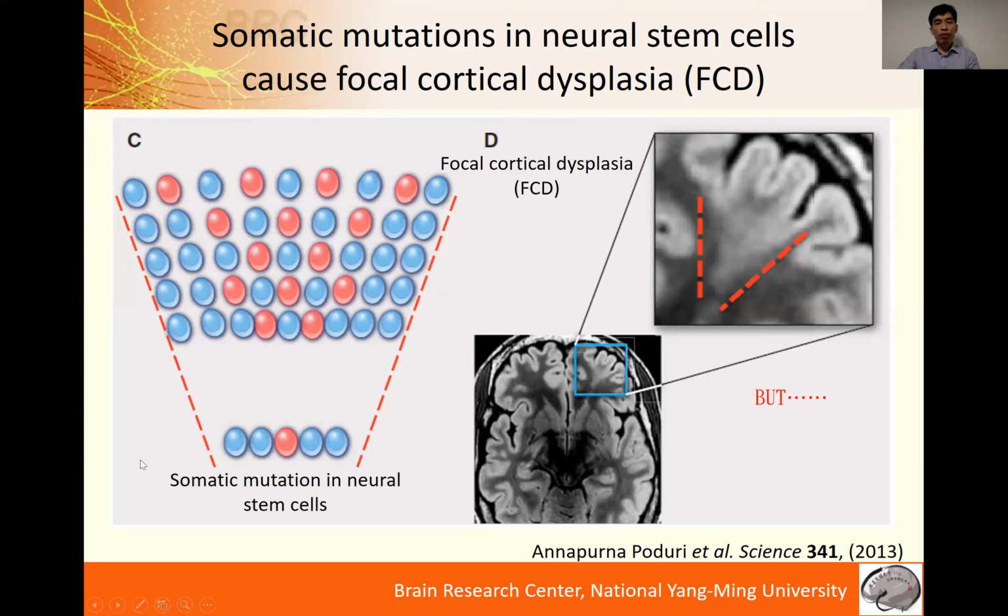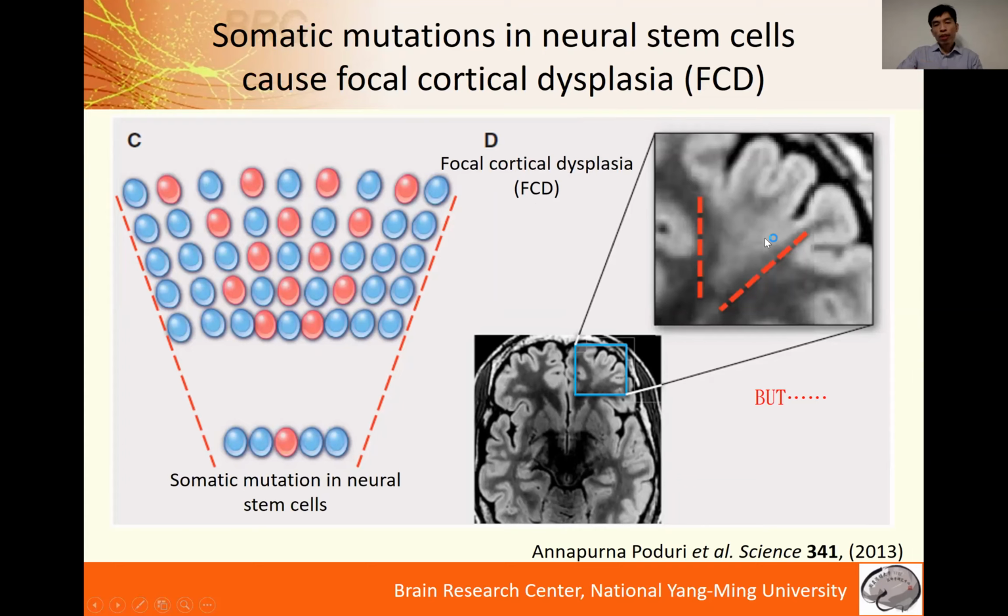And at that time, my neighbor, the Taipei Veterans General Hospital, very close to Yangming University, they have a population of patients who have this so-called focal cortical dysplasia, or FCD. Instead of having the entire brain have malfunctions and malformation, these patients only had a small portion of the brain that has some defects. For example, in this patient, it has some so-called transmantle sign, where you see the white matter and the cortex has blurred boundary.